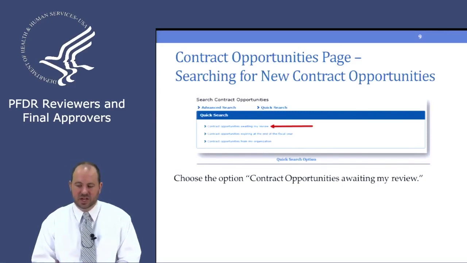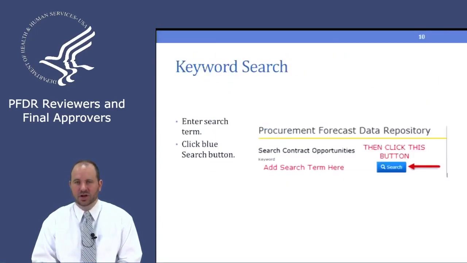At the very top is contract opportunities awaiting my review. If you click on that link, it will actually reload the page with the contract opportunities that are waiting for your review as a reviewer or final approver. At that point, you would click on a green button, and I'll show that in just a second. You'll click on the green button, edit and interact with it like we discussed before.